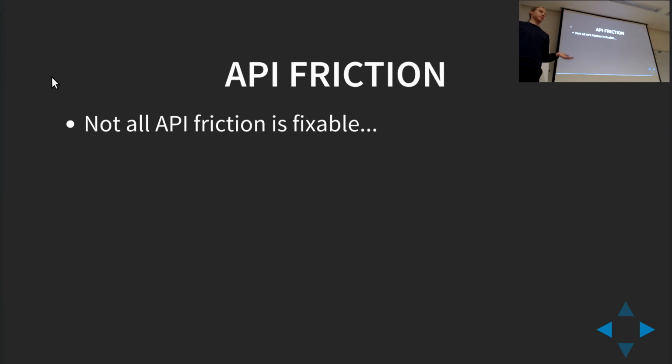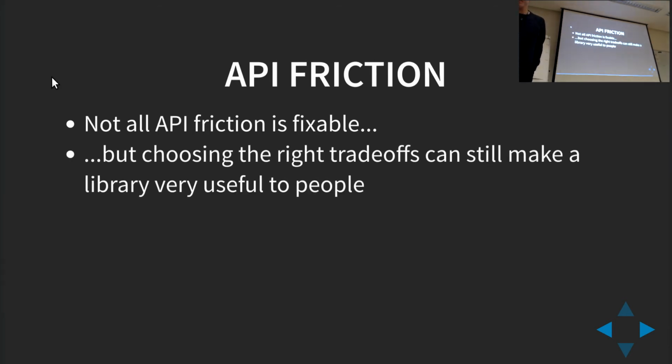I could, of course, just fork Dear ImGui and fix everything my way, but that would not be good for maintenance reasons and other things. But even if there is some API friction, if you have the right trade-offs and the annoying things are not too annoying, you can still have a library that's useful to some people. So it's all about the right trade-offs.